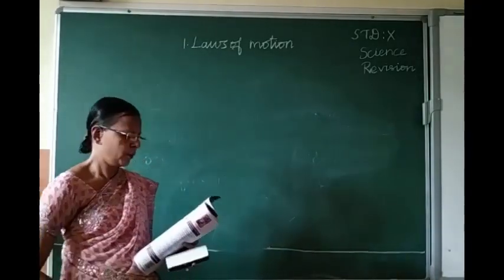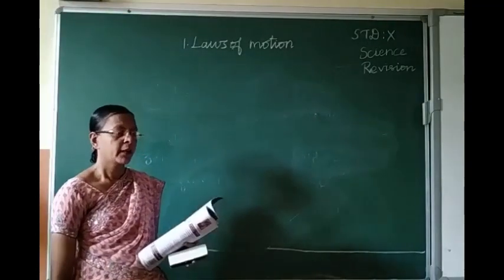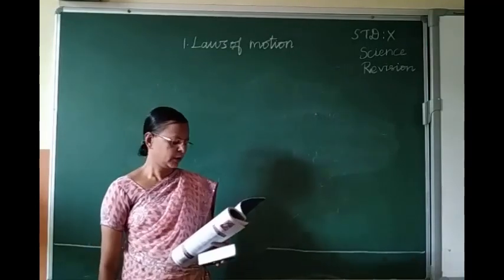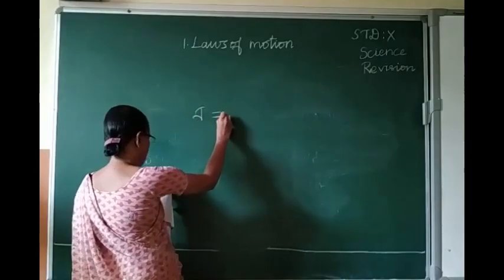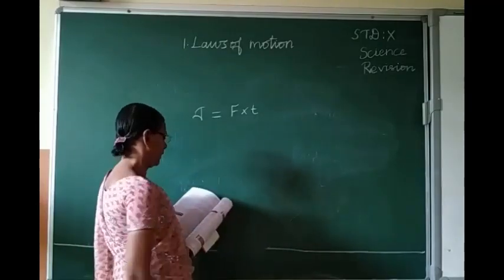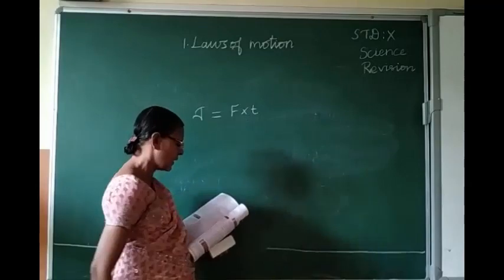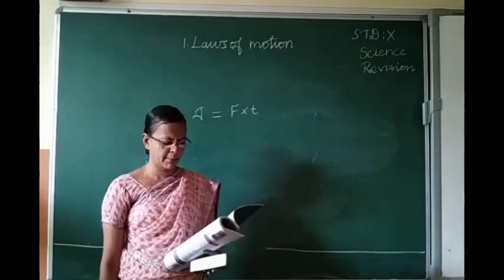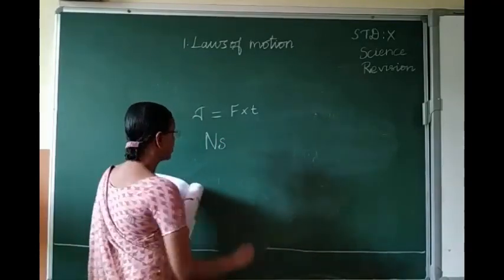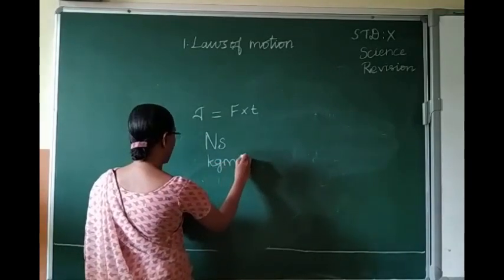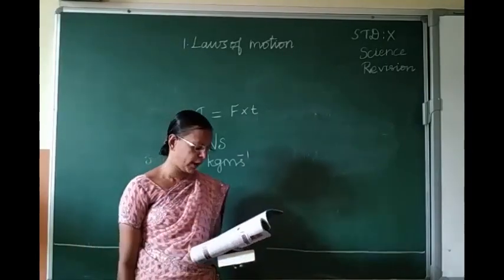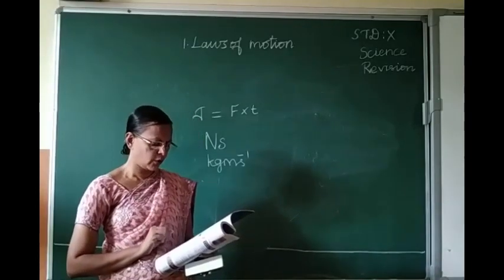Impulse is the product of force and time. We can define this. The SI unit of this impulse is Newton second, N s. So kg m s power minus 1. This is also equivalent to N s only. So kg m s power minus 1 is the unit of impulse. Okay. Next.